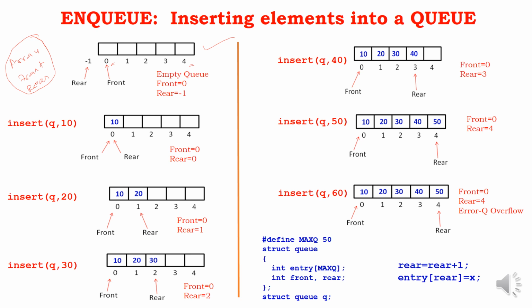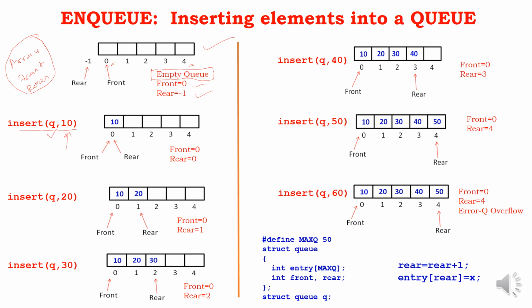Initially, we have initialized the queue as an empty queue. In an empty queue, front is 0 and rear is -1. Just for example, let us assume front is 0, rear is -1. It is an empty queue. Now we want to insert an element. Insert q comma 10 means we are going to insert the value 10 in the queue.